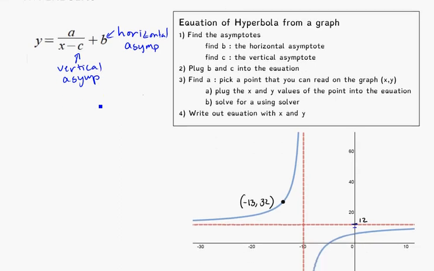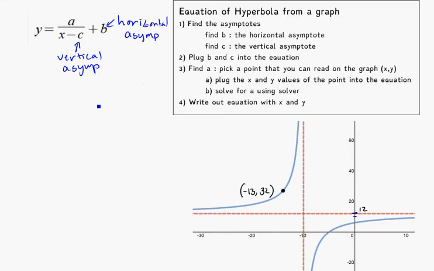So if we take a look at our first example, our basic instructions are going to be we always want to find the asymptotes first. So if I look through here, I notice firstly my horizontal one goes through the 12. So I know that my horizontal asymptote is 12, so that's b equals 12, because b is the horizontal. Next thing to look for is c, the vertical one, and I see c here is equal to negative 10. So it's at negative 10, c is equal to negative 10.